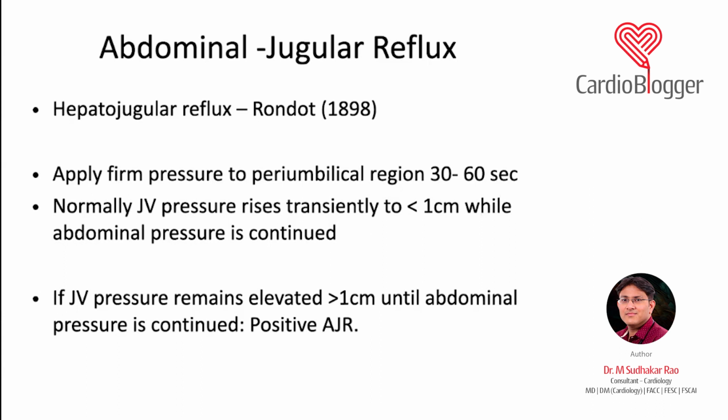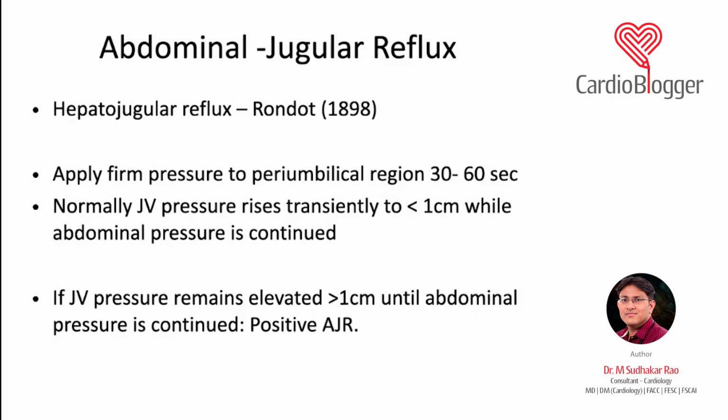He should be quiet. Now what you have to do is apply firm pressure to the periumbilical area for 30 seconds. 60 seconds will be too much. Apply for 30 seconds. Normally JVP rises transiently to less than 1 centimeter while the abdominal pressure is continued. When you are giving the pressure for 30 seconds, the JVP will rise transiently and then it will come back. But when you release the pressure, this 1 centimeter rise should not be there.